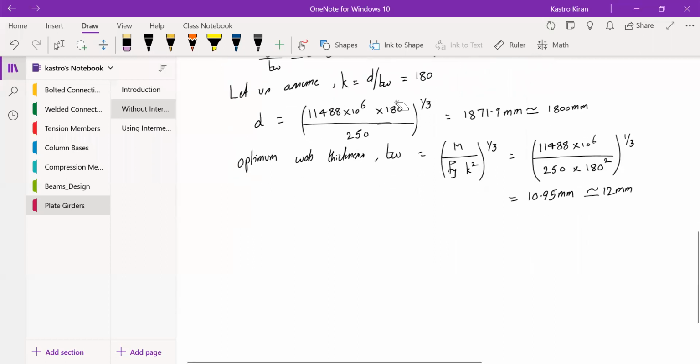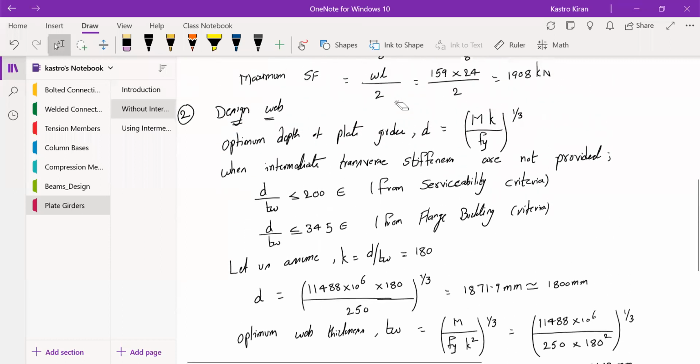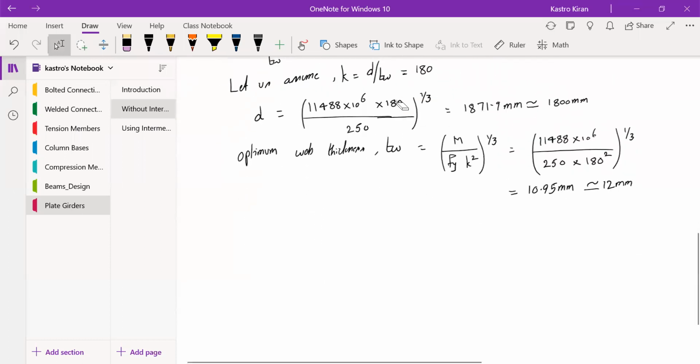Okay, so let us find out the flange design also. So design of flange, next step. Before that, let's write out the web plate dimensions. So what are the web plate dimensions? 1800 is the depth of the web and 12 is the thickness of the web. So this is the total web plate.